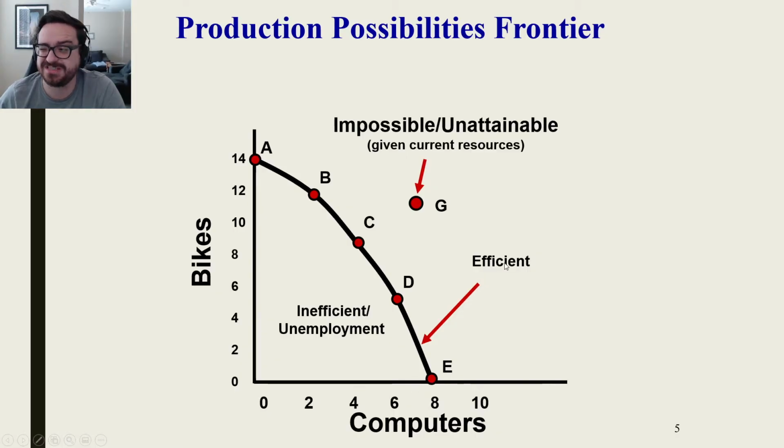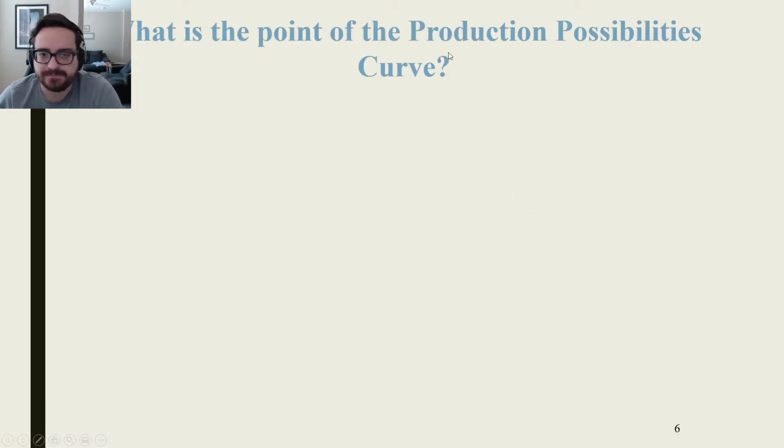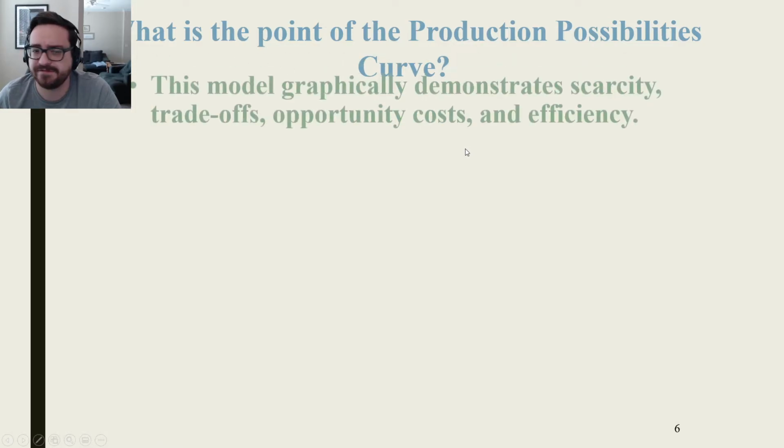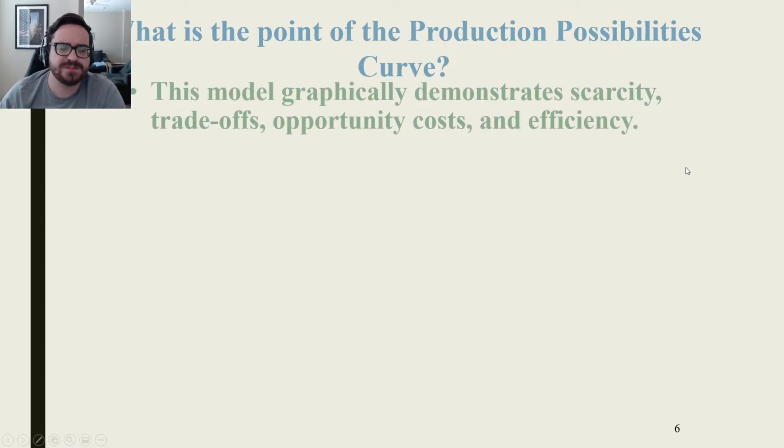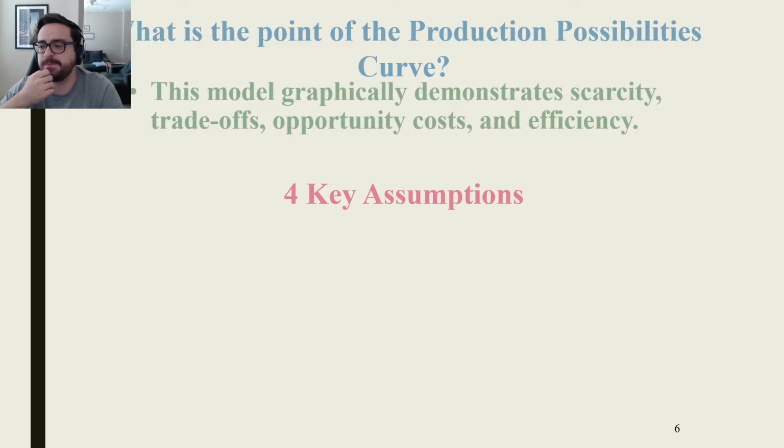8 is if they just made computers. So what is the point of that graph? Well, to give us a visual of some of our early vocab stuff like scarcity, opportunity cost, efficiency, etc. But also because it'll help us illustrate some assumptions when it comes to economics and give you a basic idea of how graphs work in our class.